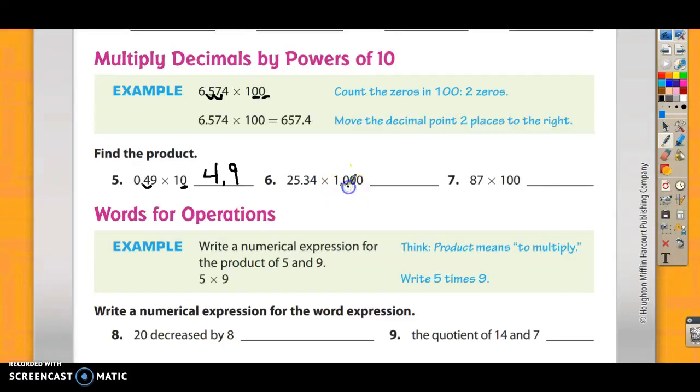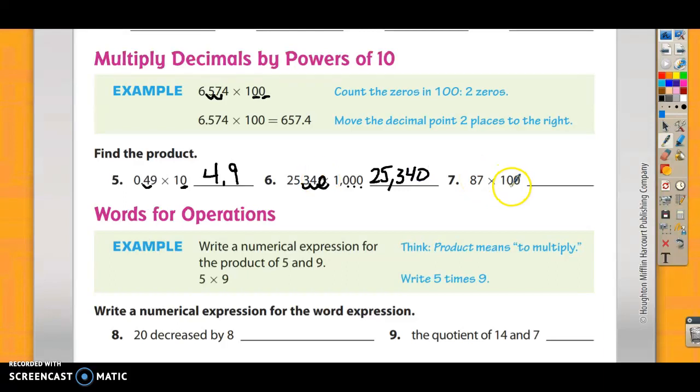In number 6, we've got 1, 2, 3 zeros, which means our decimal place is going to shift to the right 1, 2, 3 spaces. Now, even though we can't shift it over 3 places unless we annex a 0, that's still the way we do it. So our answer to this one is 25,340. I had to annex a 0 to make that work. Annex a 0 means to put a 0 on the end of it.